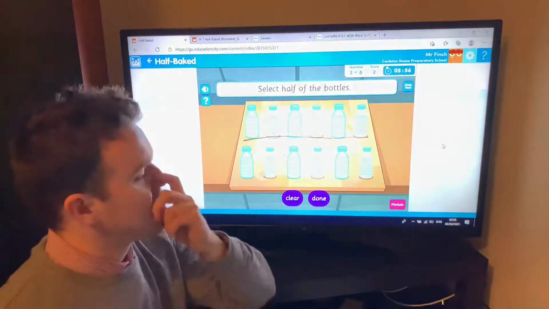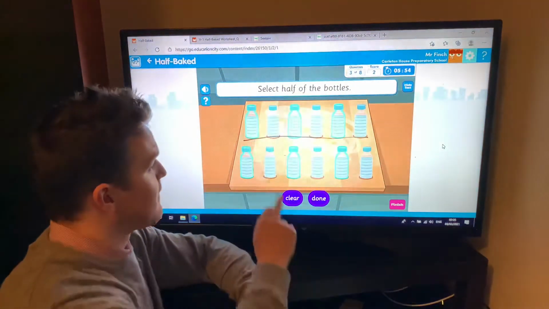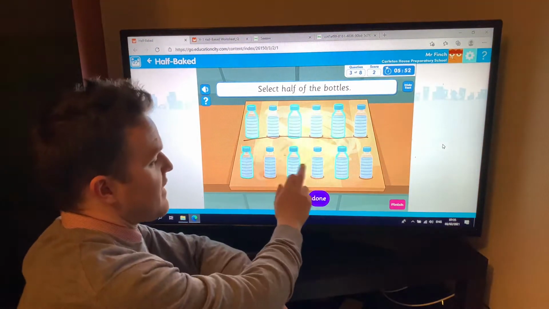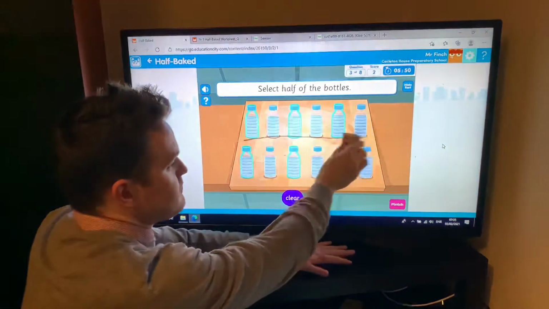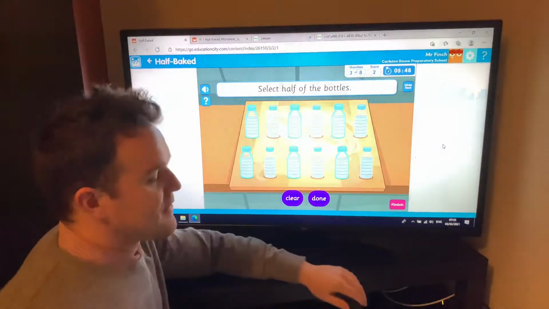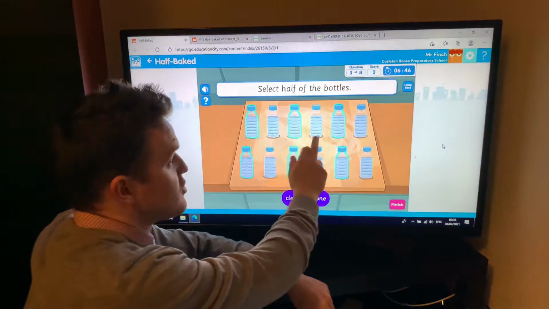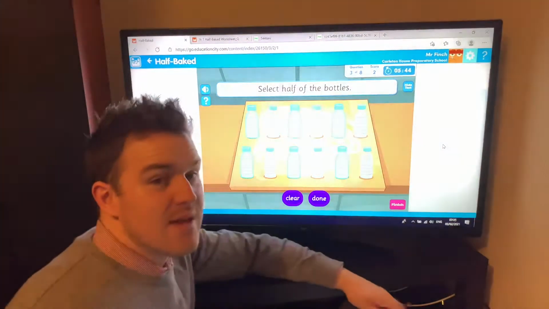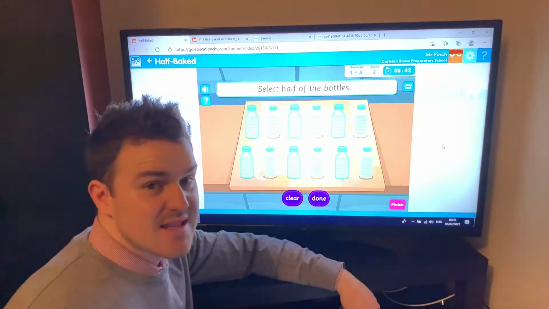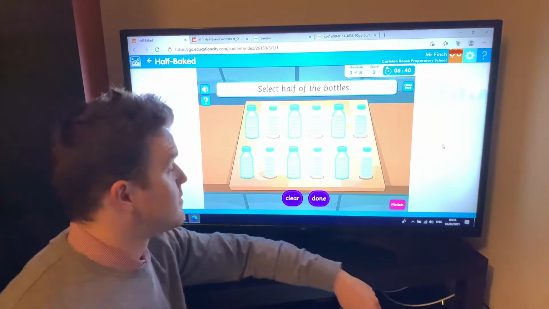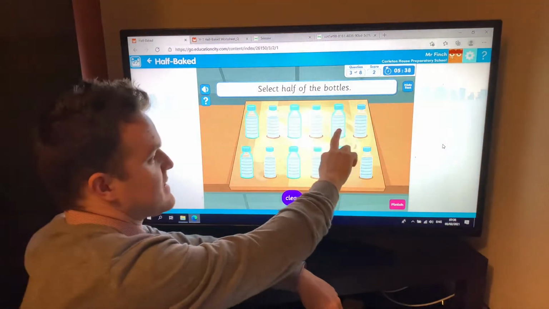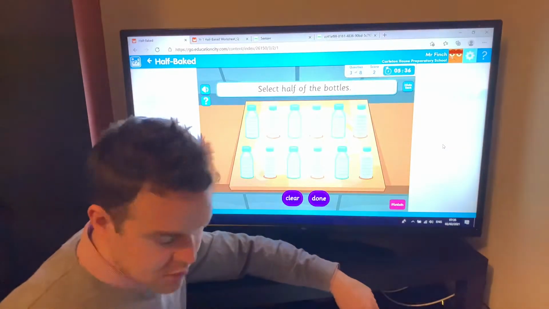So how many do I have that are highlighted in blue? I have 1, 2, 3, 4, 5, 6. Rub that out. I have 6. Mrs. Walker has 1, 2, 3, 4, 5, 6. We have 6 each, so half of this number is 6. If you want to quickly find out what this number is, 2, 4, 6, 8, 10, 12. Half of 12 is 6.